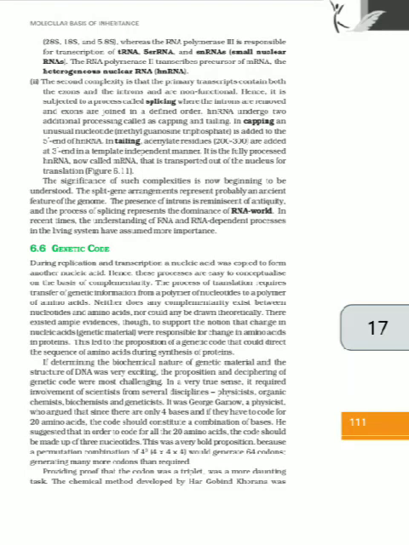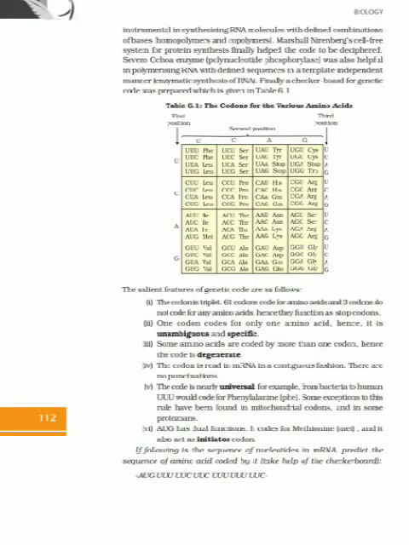Providing proof that the codon was a triplet was a more daunting task. The chemical method developed by Har Gobind Khorana was instrumental in synthesizing RNA molecules with defined combinations of bases, homopolymers, and copolymers. Marshall Nirenberg's cell-free system for protein synthesis finally helped the code to be deciphered. Severo Ochoa's enzyme polynucleotide phosphorylase was also helpful in polymerizing RNA with defined sequences in a template independent manner. Enzymatic synthesis of RNA. Finally, a checkerboard for genetic code was prepared, which is given in Table 6.1.